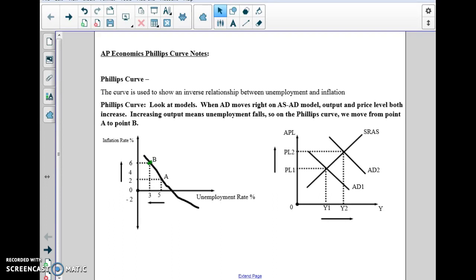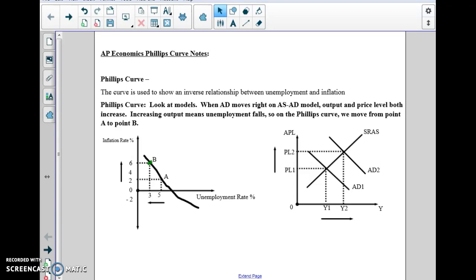So here we go. We've talked about two economic problems so far. We've looked at unemployment and inflation, two of our biggest issues. Before we move on to the next one, there's an actual curve, a model that we can use that will show the relationship between unemployment and inflation. It's called the Phillips curve. This is what we're going to be talking about for a couple of days here. It's not the most exciting model in the world, but the College Board loves to ask it, so we got to know about it.